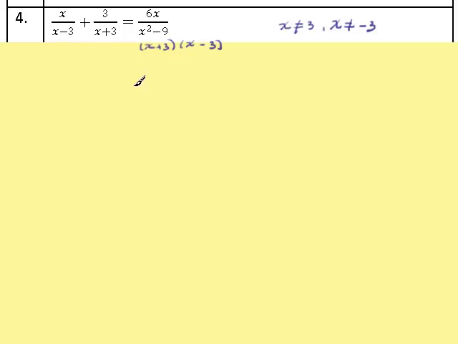All right, let's clear out the denominators. We're going to multiply both sides by the product of x plus 3 and x minus 3, on the right and on the left.